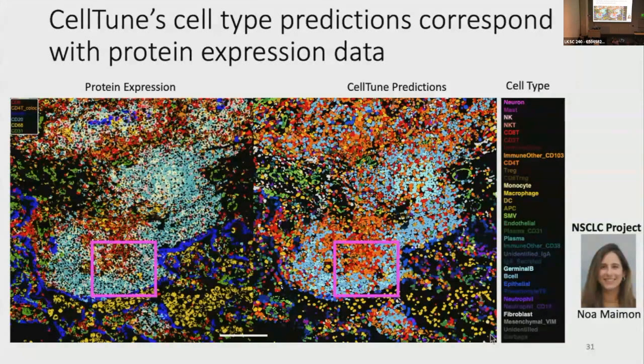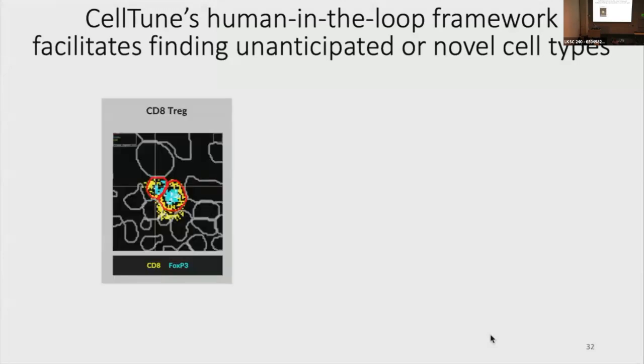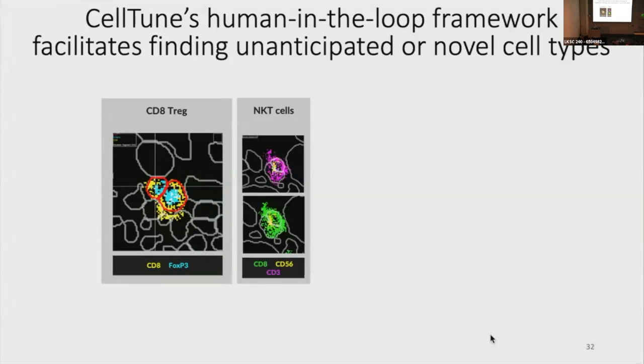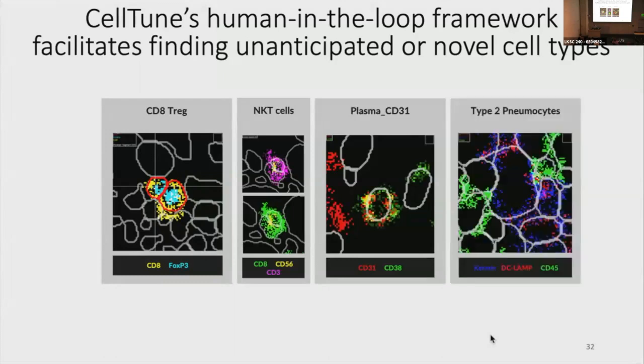And one of the things that we really found useful is that as we're doing this, it's facilitating us finding the unanticipated cell types because we're interacting with the data. So for example, CD8 Tregs were not in the list of initial cell types, but they come up really fast as a confusion between CD8 Ts and Tregs, expressing both FOXP3 and CD8. And we didn't put an NKT in this example, so that came up too. And then plasma cells, which had CD31, and type 2 pneumocytes, which express both DC-LAMP and keratin.